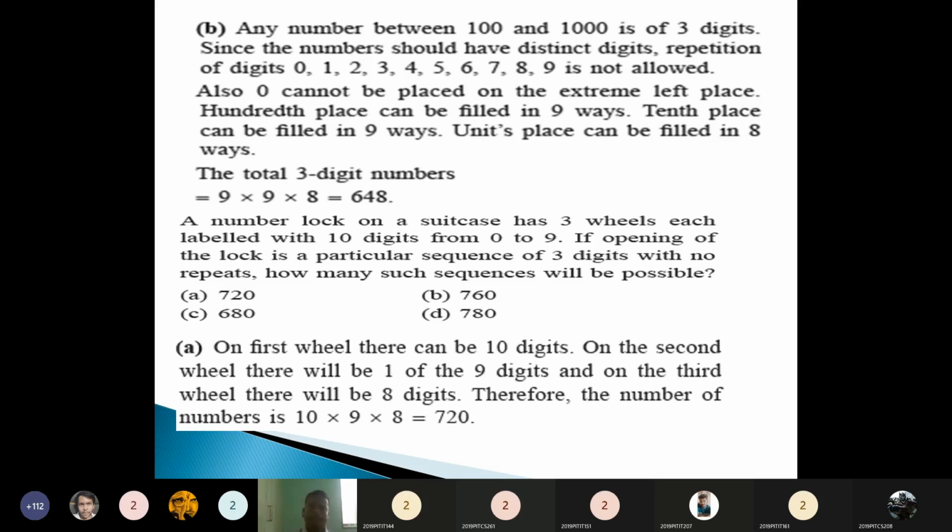In that, the hundredth digit can be 0 also. So that is 10 into 9 into 8, the multiplication. Okay, so it's not 9 into 9 into 8. So this is the previous problem's corresponding application. So 720 such possibilities are there, 3-digit numbers without repeating that the number lock can form.